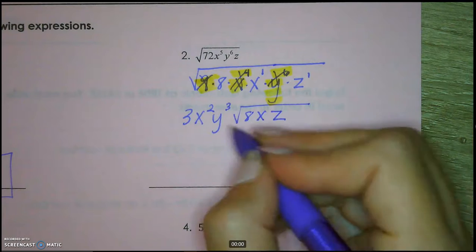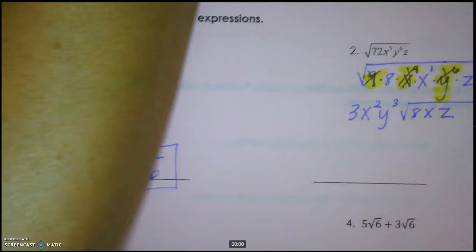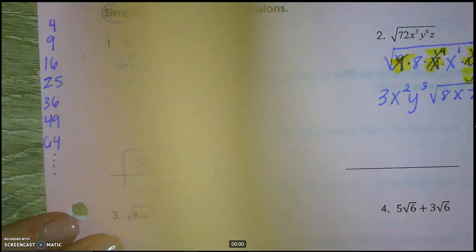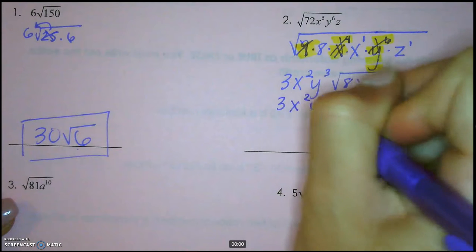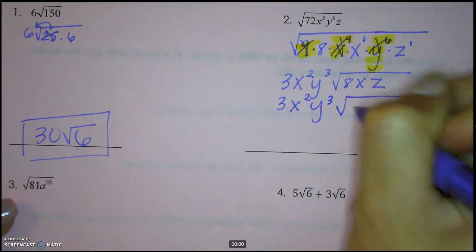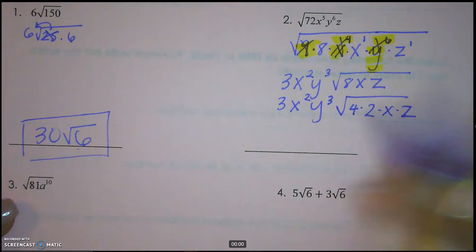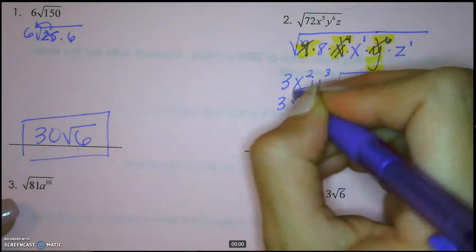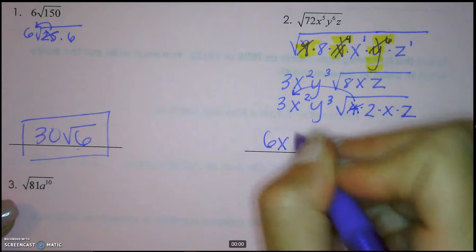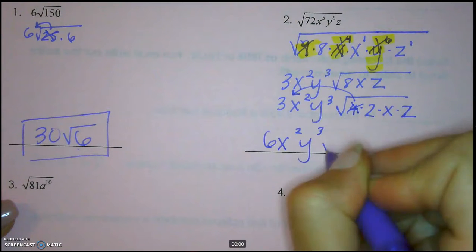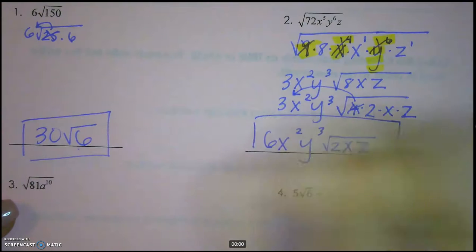The issue is that 8 is actually divisible by 4, one of our perfect squares. So that means I need to continue breaking this down. So this will be 3x squared y cubed rad 4 times 2 times x times z. Looks like I could take out the square root of 4. When you take out the square root, you're going to multiply it to the front. So 3 times 2 is 6. And it looks like that is all we have left to simplify.